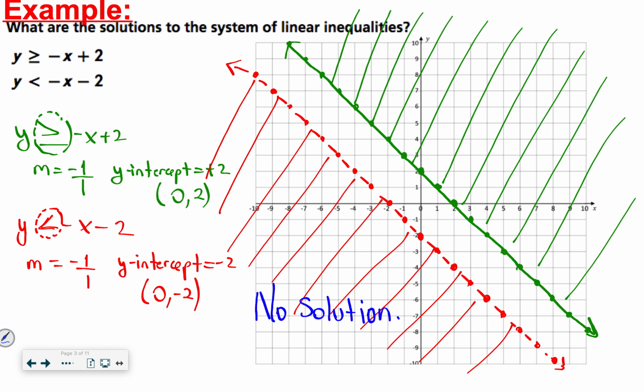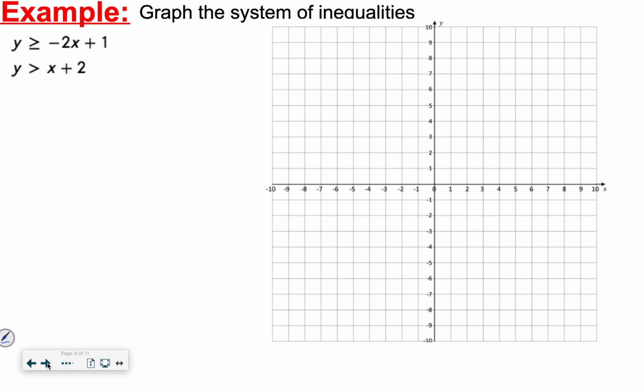Next one. We are going to find the solution of a system of linear inequalities. The first one, y is greater than or equal to negative 2x plus 1. Slope is negative 2 over 1 and y-intercept is positive 1. You can describe the y-intercept as (0, 1).